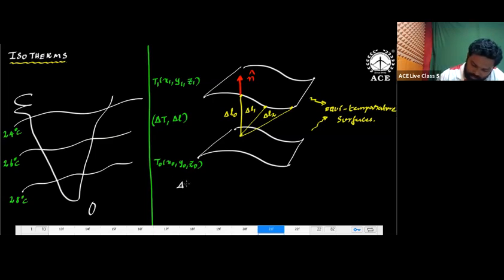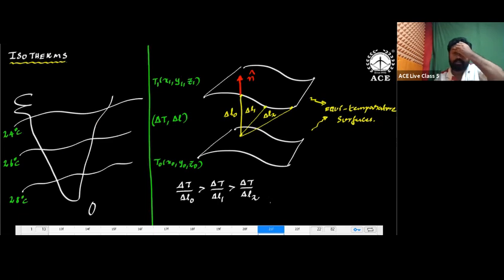So here it is delta T by delta L0 is greater than delta T by delta L1 is greater than delta T by delta L2. Yes. So this is maximum. Yes or not? This is maximum. So this is called gradient.